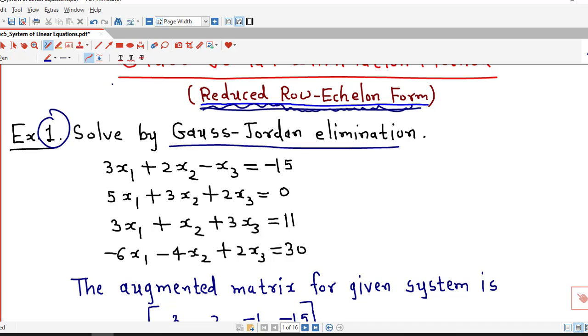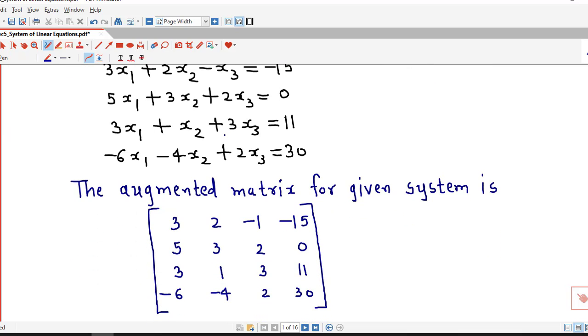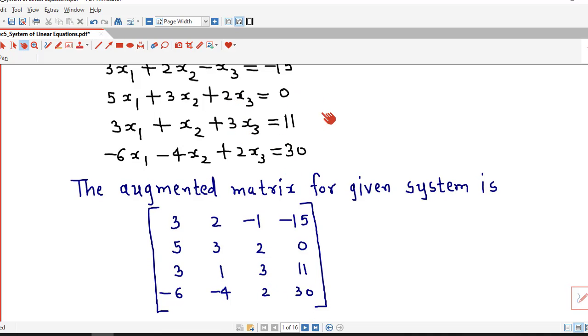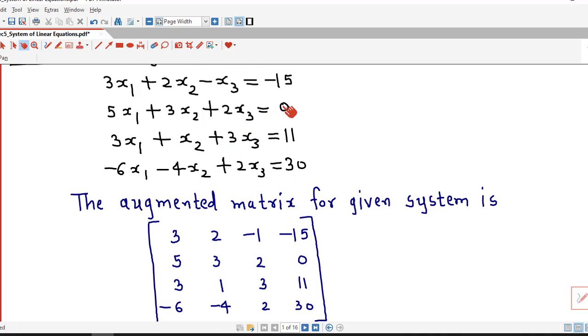The first step is to write down the augmented matrix for the given system. The first column corresponds to the coefficients of x1, which are 3, 5, 3 and -6. Similarly, the second column is for the coefficients of x2, which are 2, 3, 1 and -4. The coefficients of x3 are -1, 2, 3, 2. And the constants on the right hand side are written in the last column.